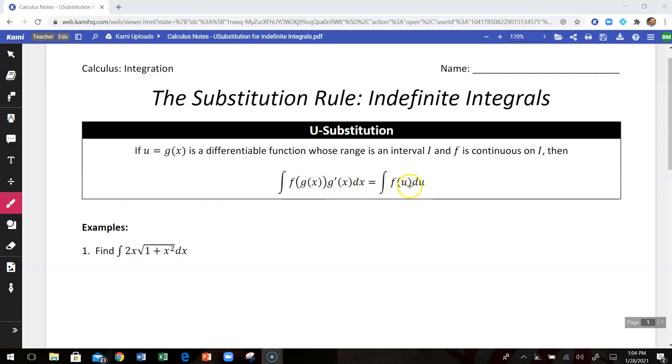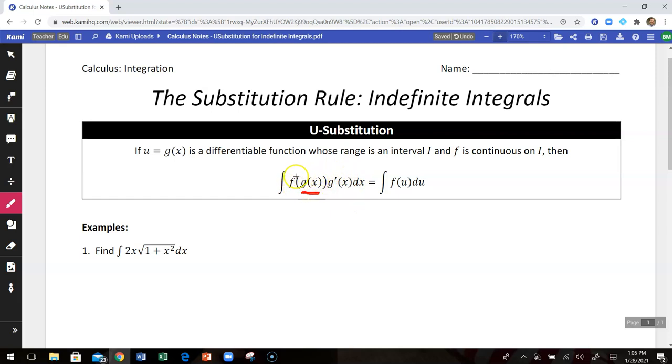And then what we're going to do is make a substitution. Essentially, what's going on on the inside is function composition. We have some function, in this case g, that's being plugged into another function, f. But then we also have the derivative of g inside this integral as well, or some variation of its derivative. And you'll see what I mean by that in just a second.